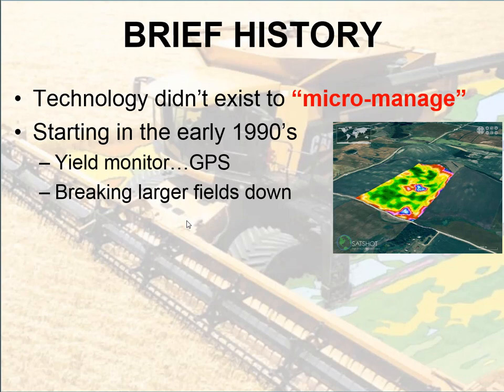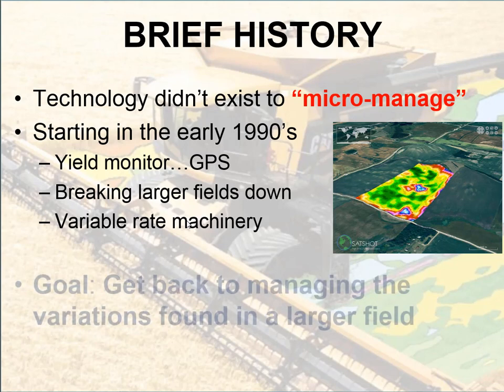As you can see in the image there on the screen that came from the SatShot website, we can see that there are differences in that field. So we started breaking those larger fields down and looking at what we're seeing for differences. And then that led into the next evolution, which is variable rate machinery. Being able to change my planter population as we go through the field, or change my spraying rates as we go through the field.